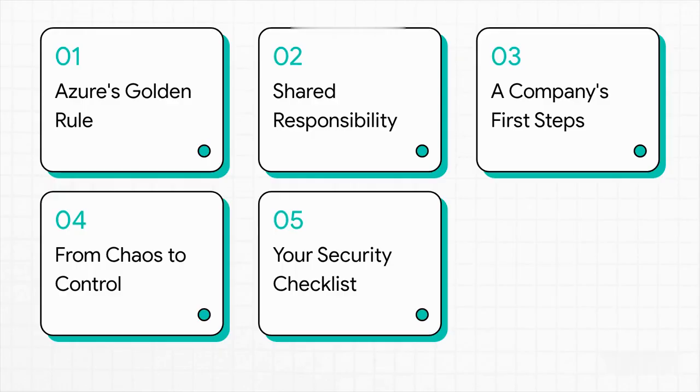So here's our game plan. We'll kick things off with Azure's golden rule, quickly cover the shared responsibility model, which you probably know, then follow a company's journey from a messy startup to a well-oiled machine, and wrap it all up with a solid checklist you can start using like tomorrow.